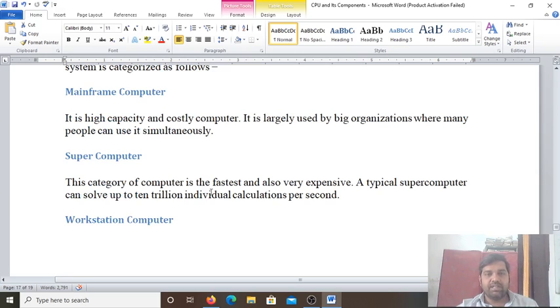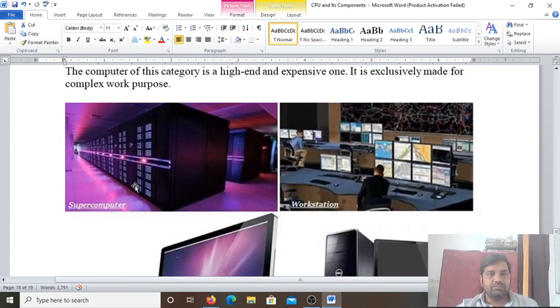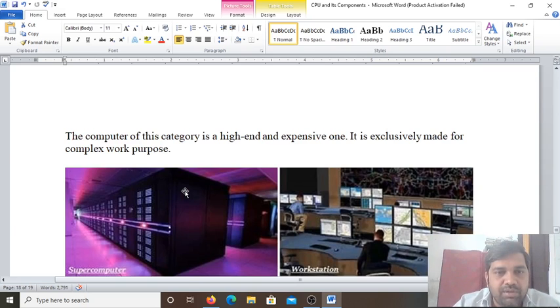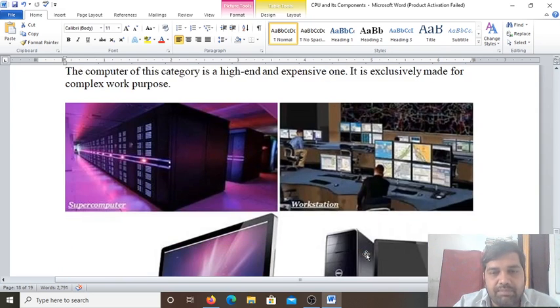Supercomputer category: the fastest and very expensive. A typical supercomputer can solve up to 10 trillion individual calculations per second. You can see this is the supercomputer, such a huge computer. Next is the workstation computer. The computer of this category, the workstation, is a high-end and expensive one. It is exclusively made for complex work purposes. This is the workstation.